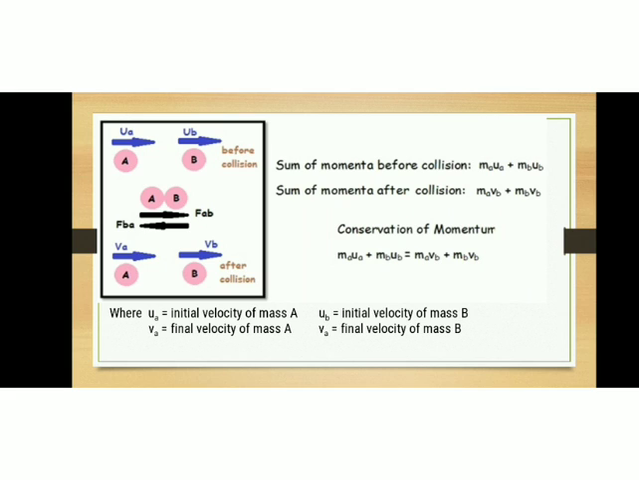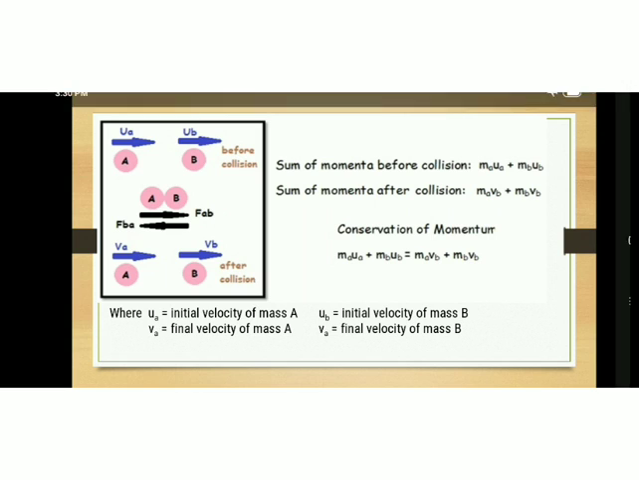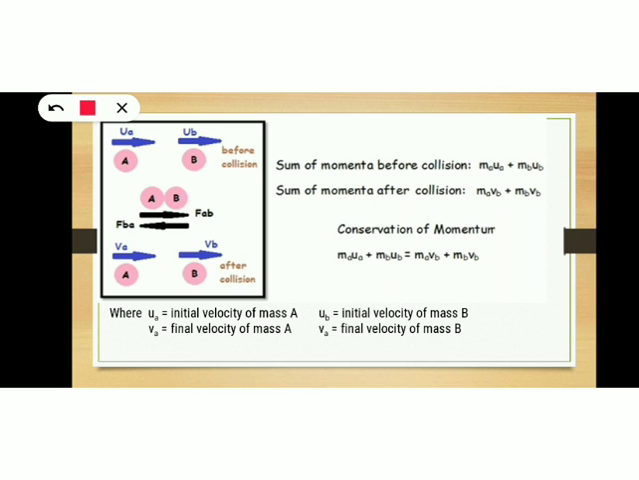In order to prove that, consider the case. Here, there are two objects A and B. The initial velocity of A is UA and the initial velocity of B is UB. These two objects collide, so this is the case of collision.